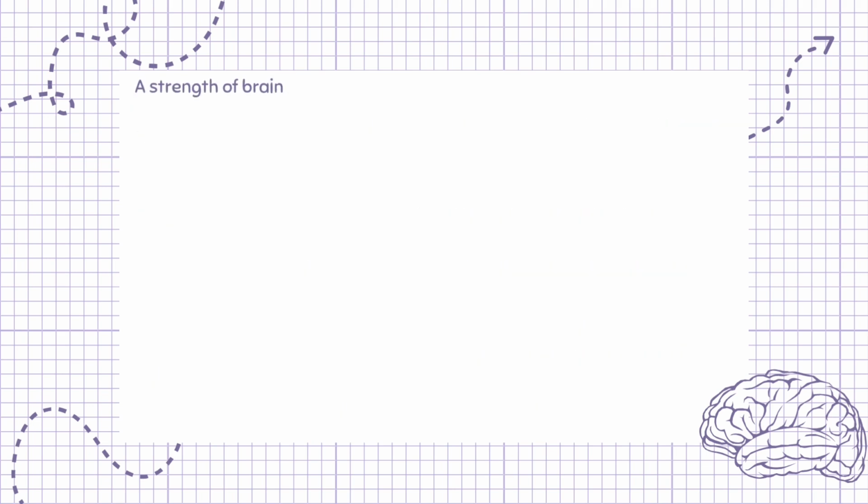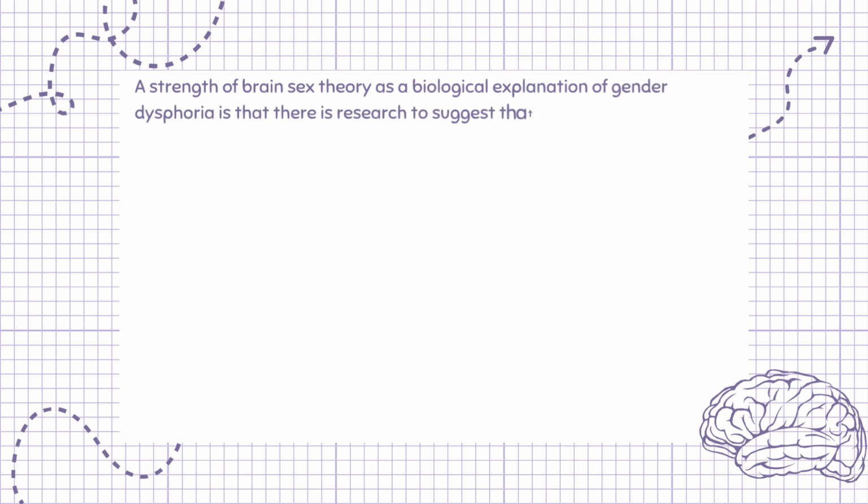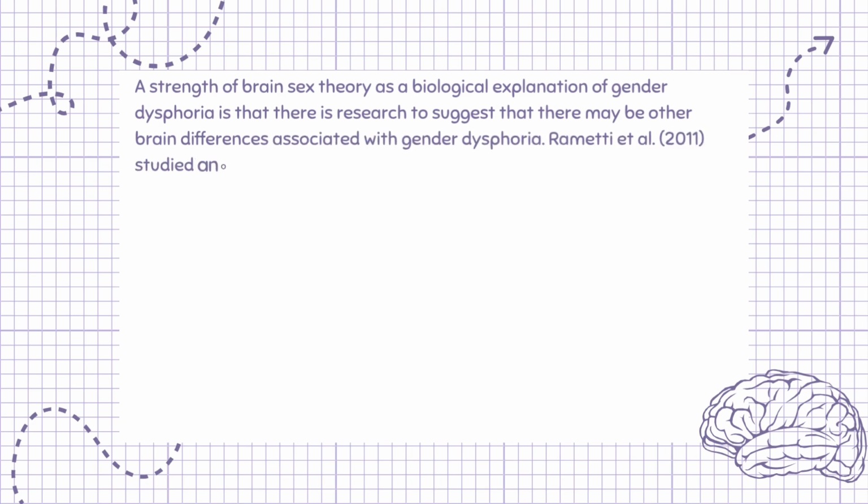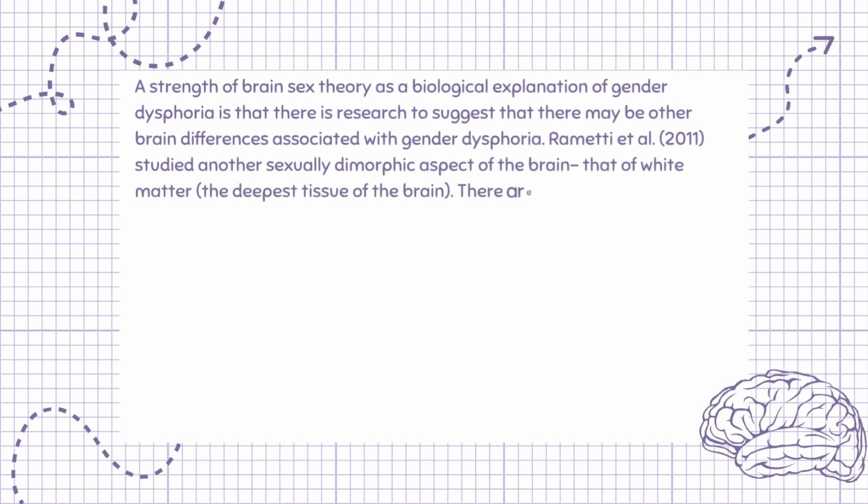A strength of brain sex theory as a biological explanation of gender dysphoria is that there is research to suggest that there may be other brain differences associated with gender dysphoria. Rametti et al., 2011, studied another sexually dimorphic aspect of the brain, that of white matter, the deepest tissue of the brain. There are regional differences in the proportion of white matter in male and female brains.